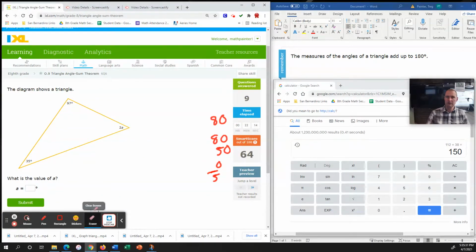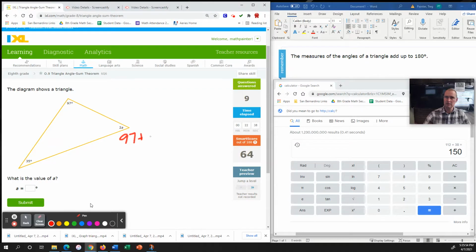All right, we got ourselves another problem. Here we go. So the diagram shows a triangle. We have two angles with regular numbers in degrees, and we have another angle with 2a. And those are both vertices, by the way, not two triangles. All right, here we go. I'll go down here.